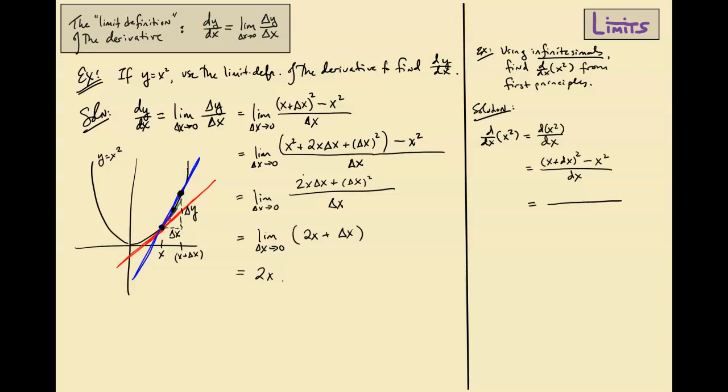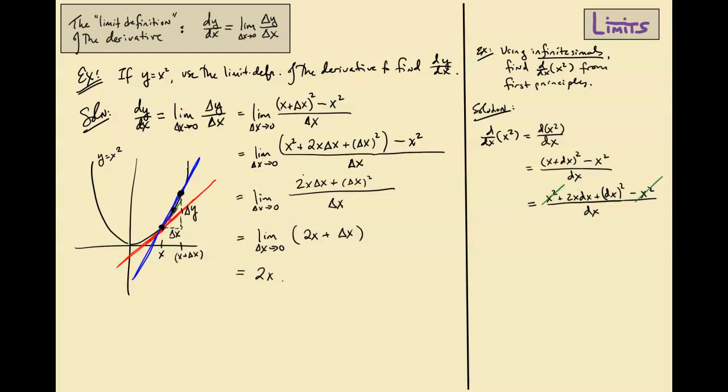Next, we expanded this binomial, and that, of course, gave us x squared plus 2x dx plus the square of dx. And I still have that minus x squared hanging off the end, and the dx downstairs. Now what happens? Plus x squared and minus x squared cancel out.